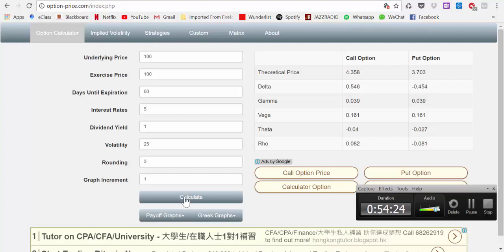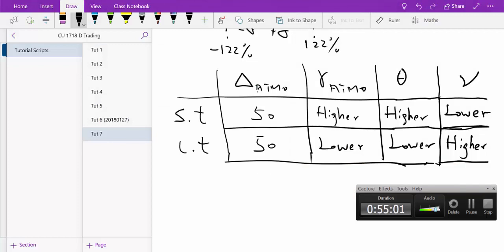Likewise for gamma. So now for this 60-day option, the gamma is 0.039. If I change this to 30, would gamma go up or go down? Or no change? Axel says go up. Yes, it goes up by a little bit, but it has gone up, okay, to 0.055. Okay. So this is what I've just drawn here in the table.